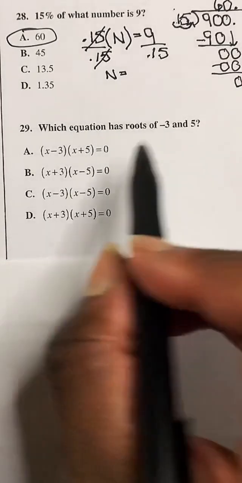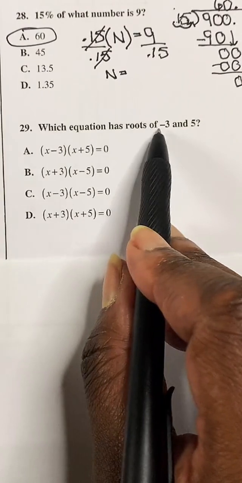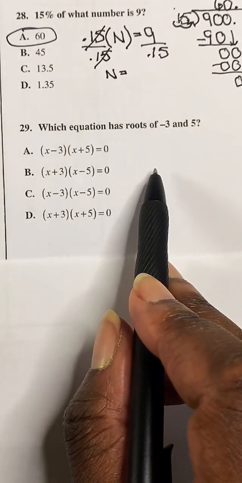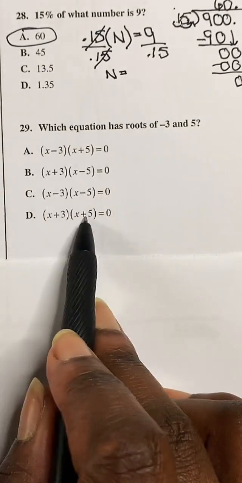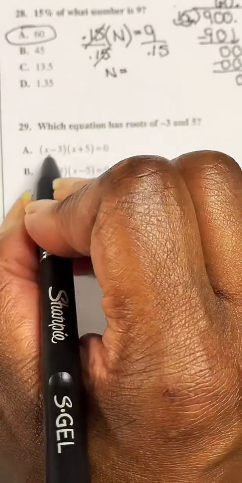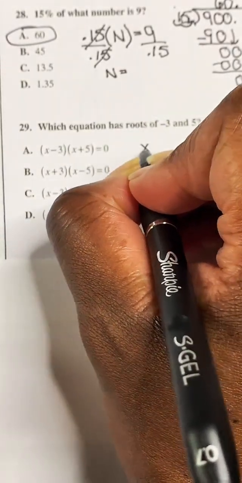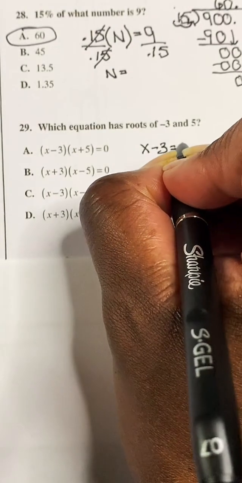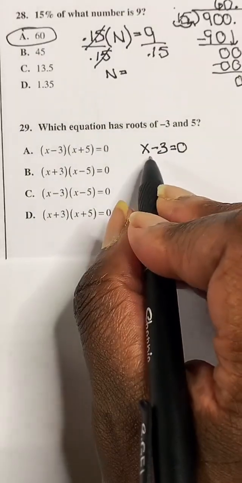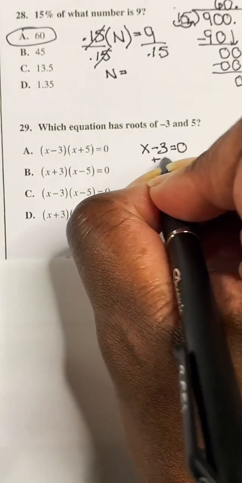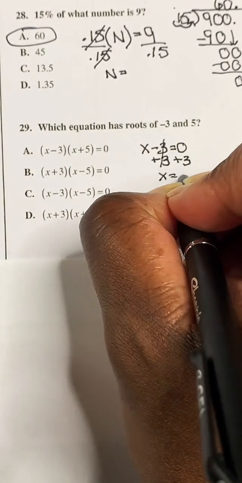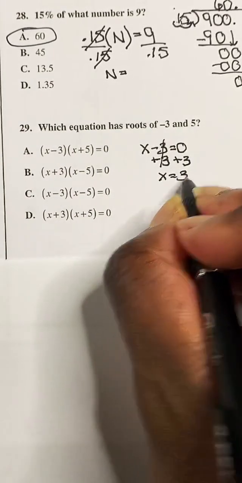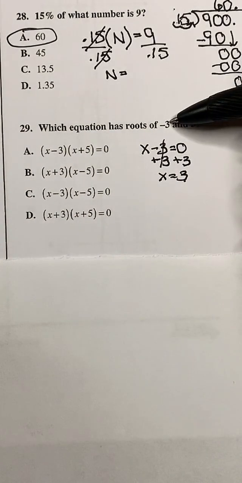So let's go. All right, so which equation has these roots? So basically, I'm saying, if you can set each of these parentheses equal to 0. So like if I plug in the first one, if I said x minus 3 and I had set it equal to 0, in order for me to find out what x is, I would have to add 3. So x will equal 3. That's not what we're looking for. We're looking for -3. So here's the quickest way to find it.